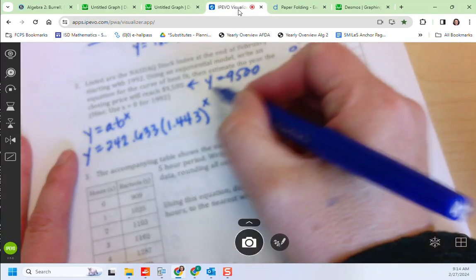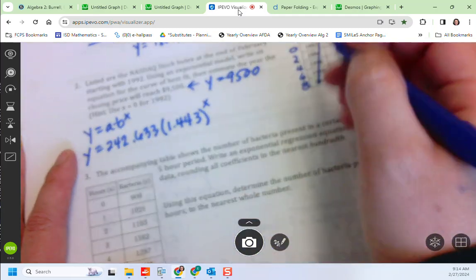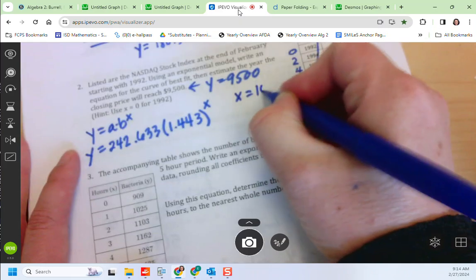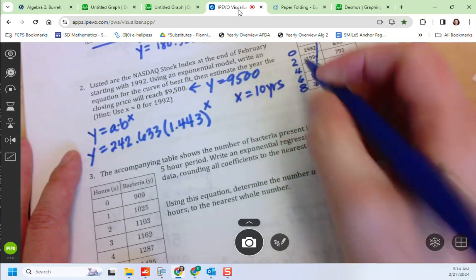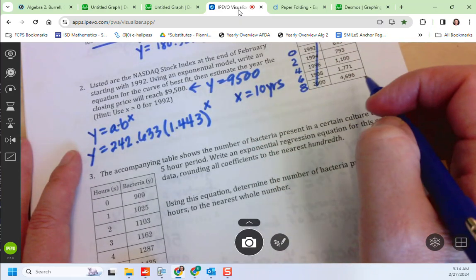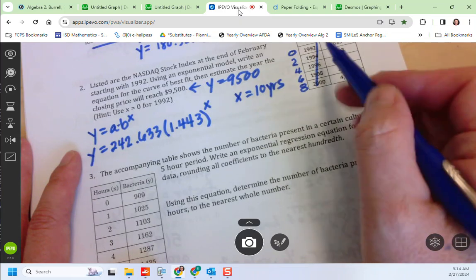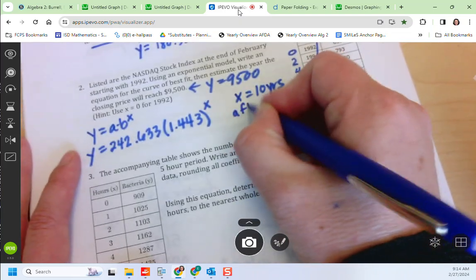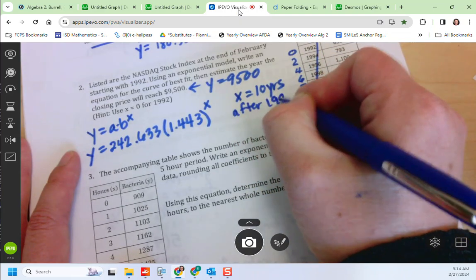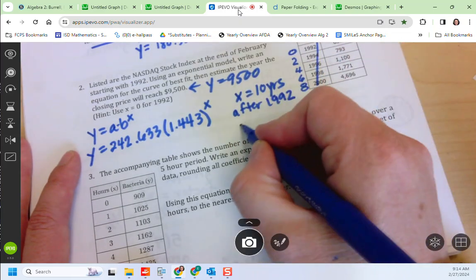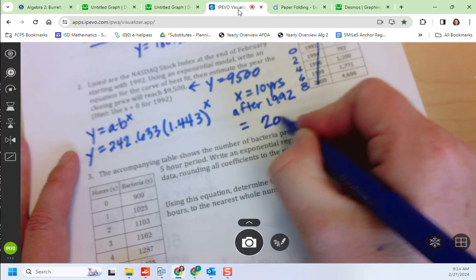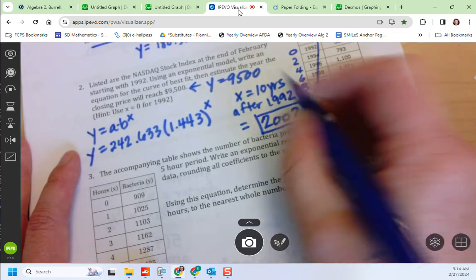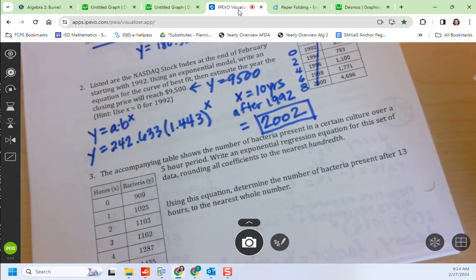All right, so we put y equals 9,500 in, we put our equation in, and we got x equals 10 years. That's 10 years after what year? What was our start year? So 10 years after 1992, which would be what year? 2002. So that's the year the NASDAQ should have reached 9,500 if it followed this exponential pattern.